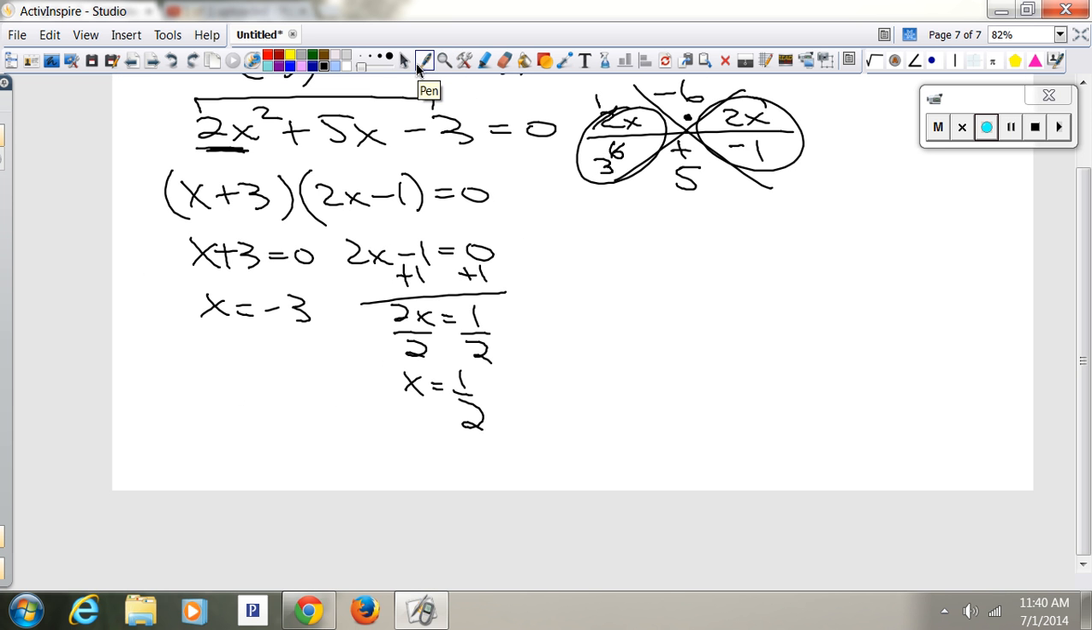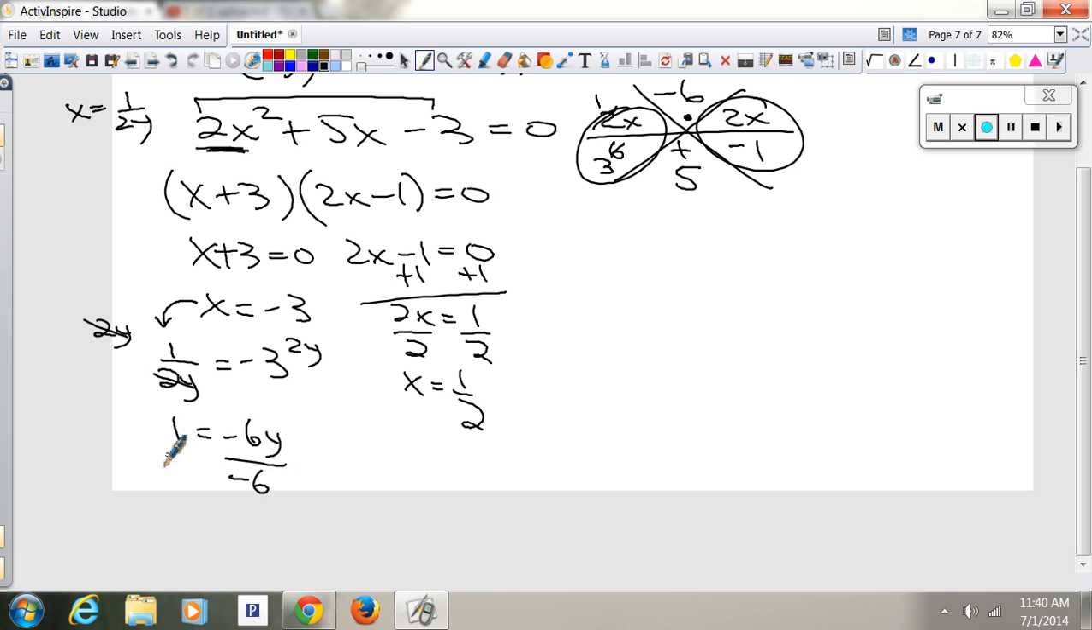Now you have to plug the 1 over 2y back in for x. So 1 over 2y equals negative 3. You're going to plug this in because up here x equaled 1 over 2y. So multiply by 2y to get rid of the fraction. So 1 equals negative 6y, and just divide by negative 6. Negative 1/6 will be your answer for that one.